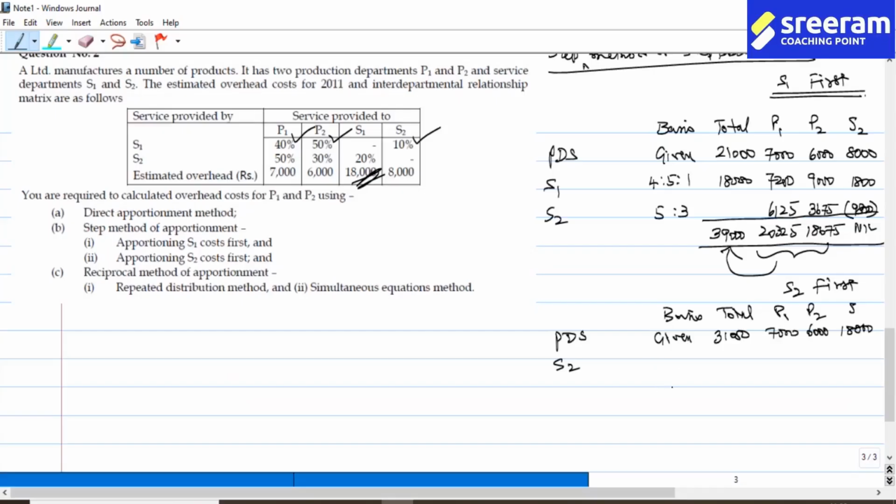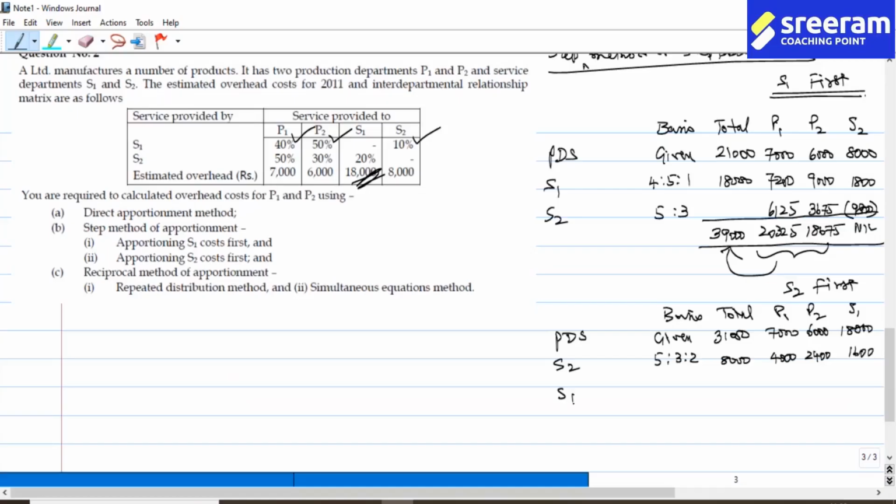S2 first. S2, 8,000. So S2 distribution is 5:3:2, that is 50:30:20. So 8,000 into 5 divided by 10 is 4,000. 8,000 into 0.3 is 2,400. 8,000 into 0.2 is 1,600.